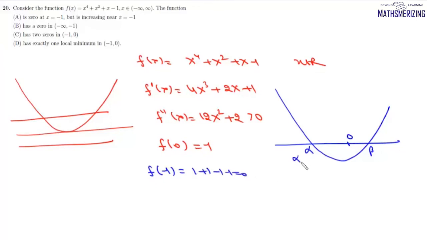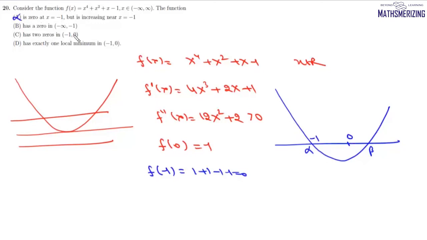That means one of the roots of this equation is minus 1. So this root alpha is simply minus 1. And what about the other root? Now we look at the first three options. It is 0 at minus 1, but increasing near minus 1. It is wrong because it is decreasing near minus 1. So option A is wrong.